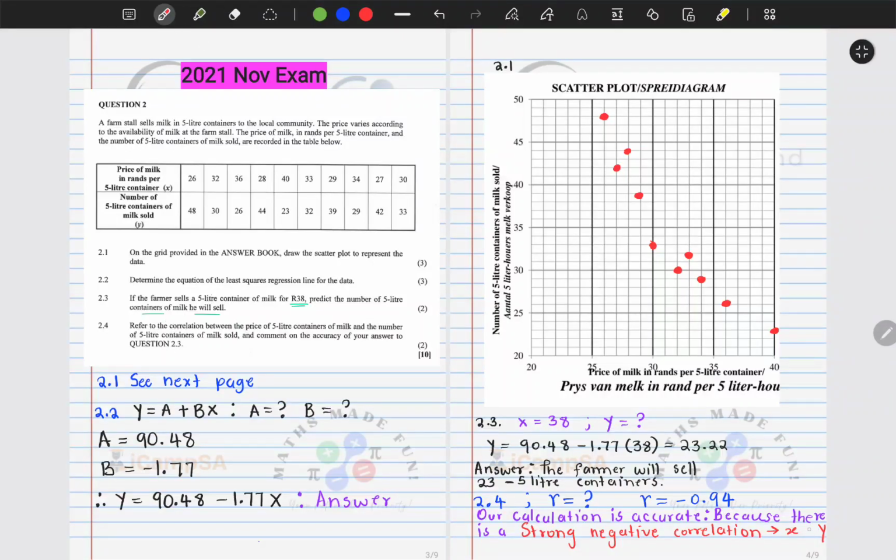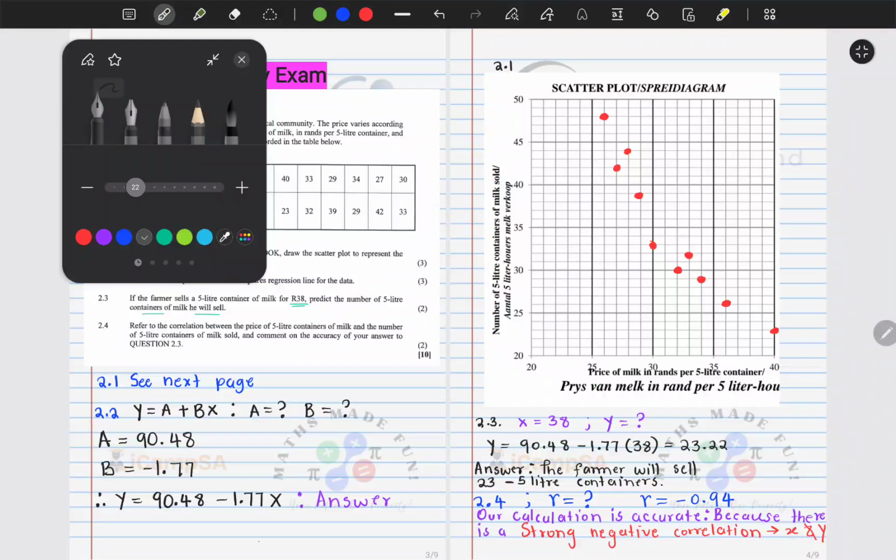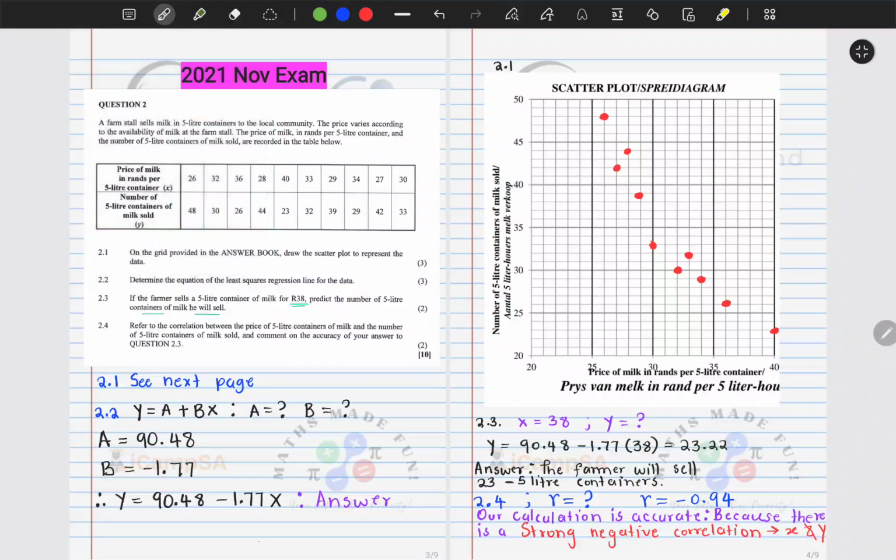And the teacher would be very proud and happy of us for providing these answers. So please make sure that you are able to interpret and comment on the accuracy of your answers. So if you found an R value that was very close to 0, then our estimation would not be accurate. Okay, this is very close to -1. So it is a strong correlation because it is close to -1. Okay, done with this question, guys. Let's go and have a look at the next one.